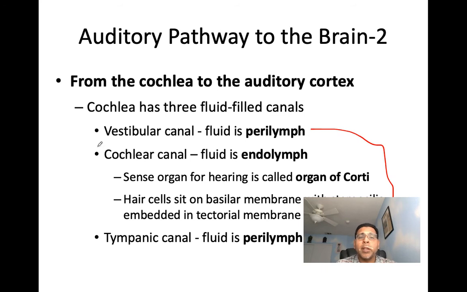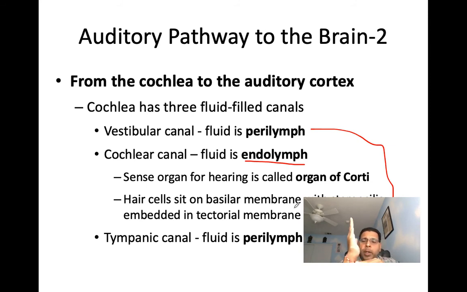And then in between the two canals is the cochlear canal, and we'll see that's going to be filled with endolymph. The cochlear canal is going to be important because it contains the sense organ for hearing, which is called the organ of Corti. The hair cells sit on a basilar membrane with the stereocilia embedded in the tectorial membrane, which is right above it.